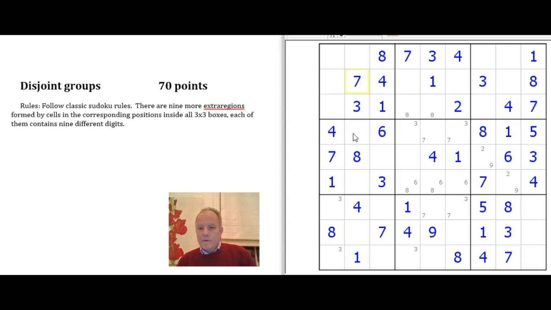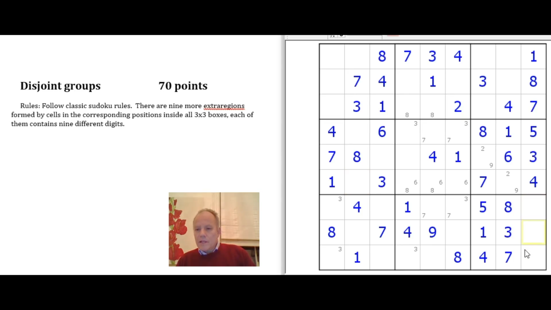6, 3. Now we've got 5, 2, 9 to place. I don't think we can do anything more with that yet. So 7s were good. They've kind of yielded everything that we can so far, and 8s. 3s, we've done quite well with 3s. Yes, we've reduced them to 3 possibilities. What else? We've done 1s.